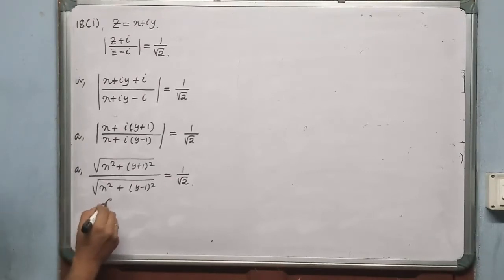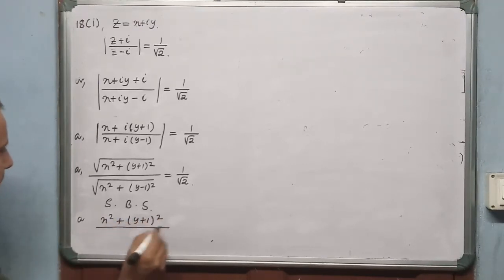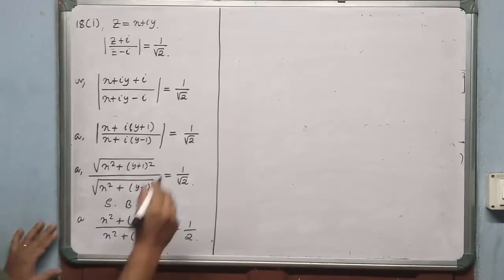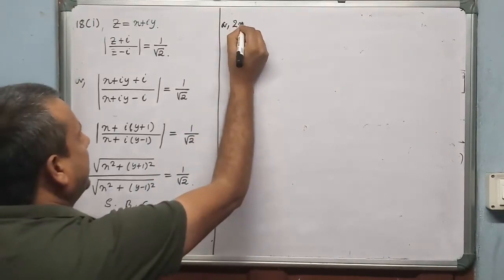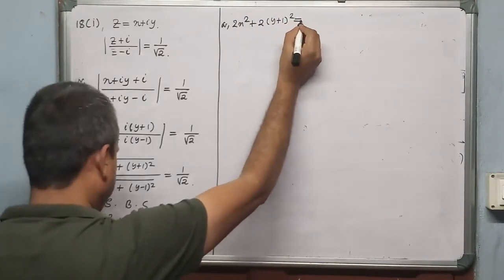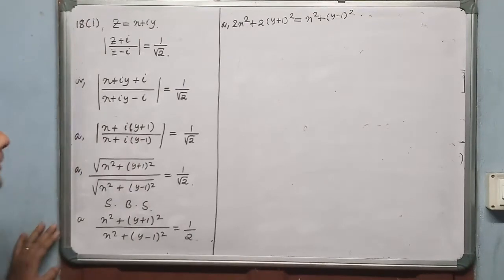To remove the root, we are going to square both sides. After squaring both sides, the roots will be removed. Now you have to cross multiply this quantity, so it is 2 times x square plus 2 into (y plus 1) whole square equals x square plus (y minus 1) whole square. After the cross multiplication, we get this result.